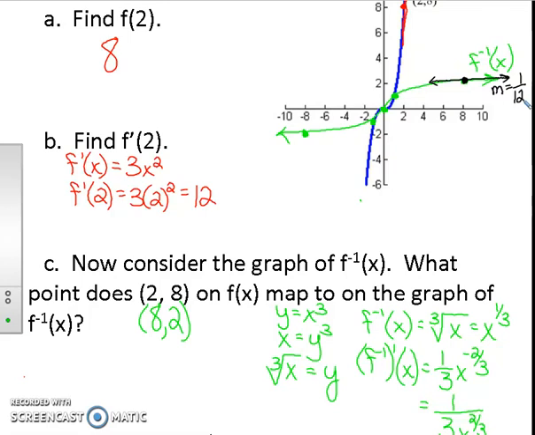slope. Now, how does that number, the 1/12, relate to the slope that we got for the inverse point of (2,8) back there on the original function? Back here in part B, I had a slope of 12. But when I went to the inverse point, it had a slope of 1/12. Hopefully you can very easily see that connection there. The connection is that the derivative at the inverse point is going to be simply the reciprocal of the derivative at the original point.